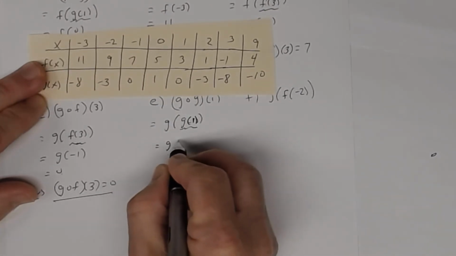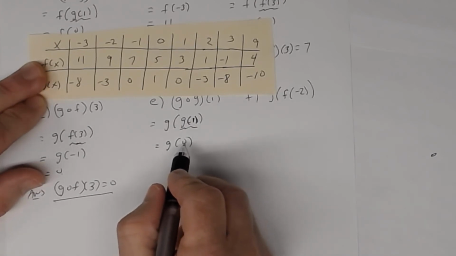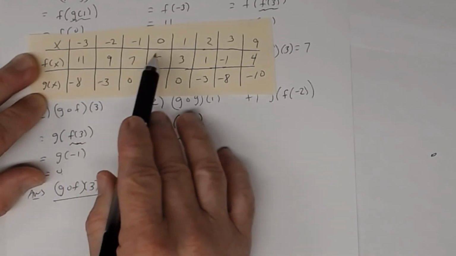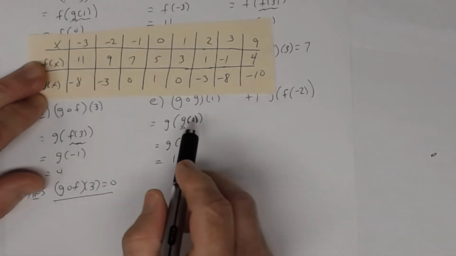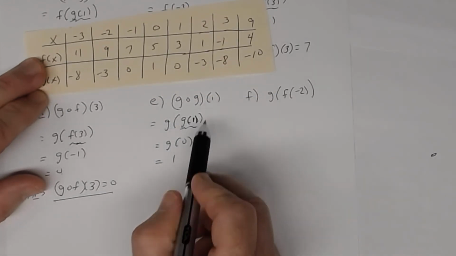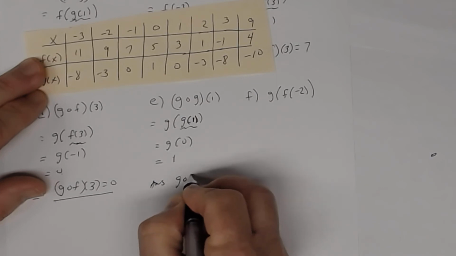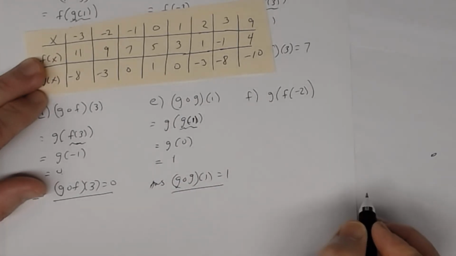So I'm going to find g of 0. So now x is 0. So when x is 0, g of 0 is 1, right? All right, so therefore g composed with g at 1 is equal to 1. So your answer: g composed with g at 1 is equal to 1.